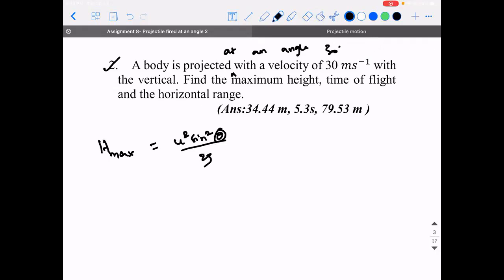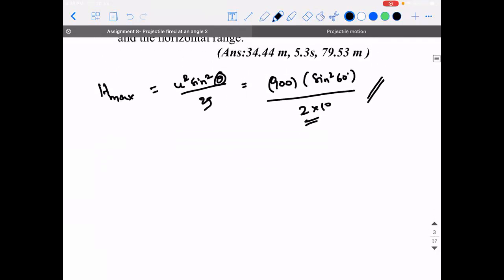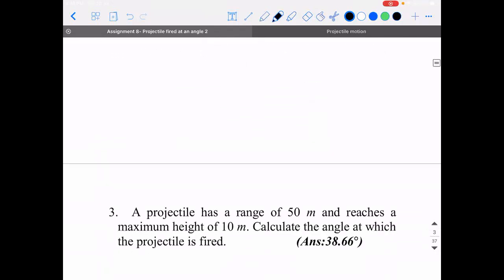So what should be the value of theta you're going to substitute here? 60. You should substitute 60. Be careful with that. Except that, everything else is the same. So 900 into sine square 60, the whole divided by 2 into g, which is 10. Is it? So the remaining two also I'm leaving to you. You guys can do it.